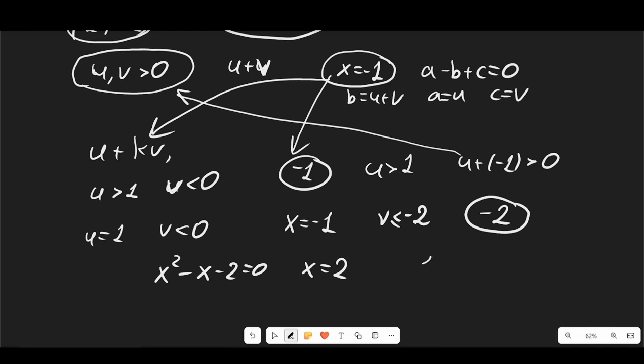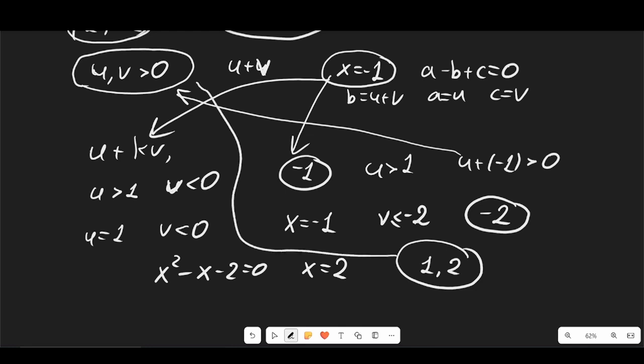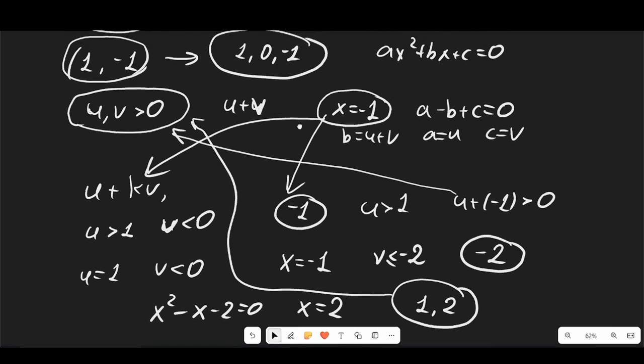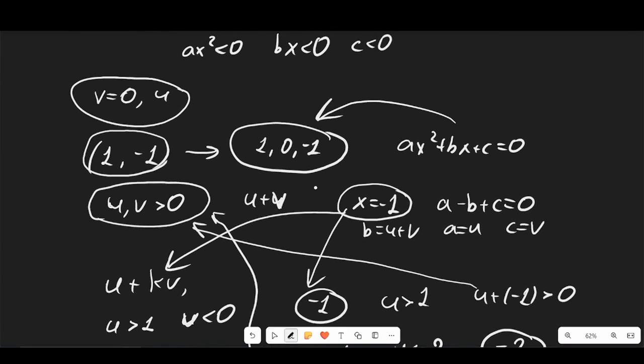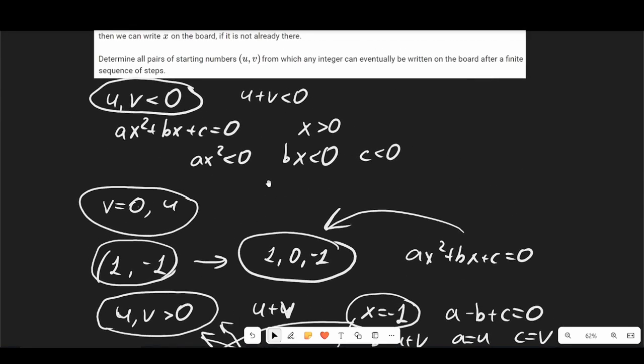So we have written 1 and 2 on the board, and if we apply the argument which was taken here, we will see that we can generate every number. So the number of good pairs will be everything which is not in this region, then (1, 0), (1, -1), and (1, v) both negative numbers. This was everything I wanted to say about the first problem.